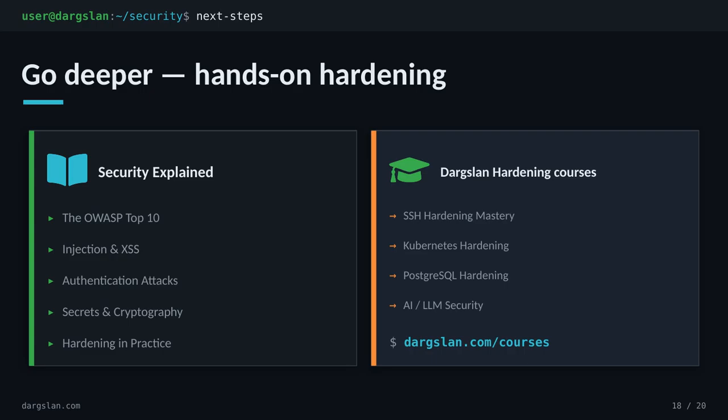And if that first pass leaves you wanting more, this is where you go next. On the left, the rest of the Security Explained series digs into the application side. OWASP, injection, authentication, secrets. The attacks that hit your code, not just your OS. On the right, the Dargslan hardening courses take you deeper into specific systems: SSH, Kubernetes, Postgres, and the newer frontier of AI and LLM security. Pick whichever matches the surface you're defending.